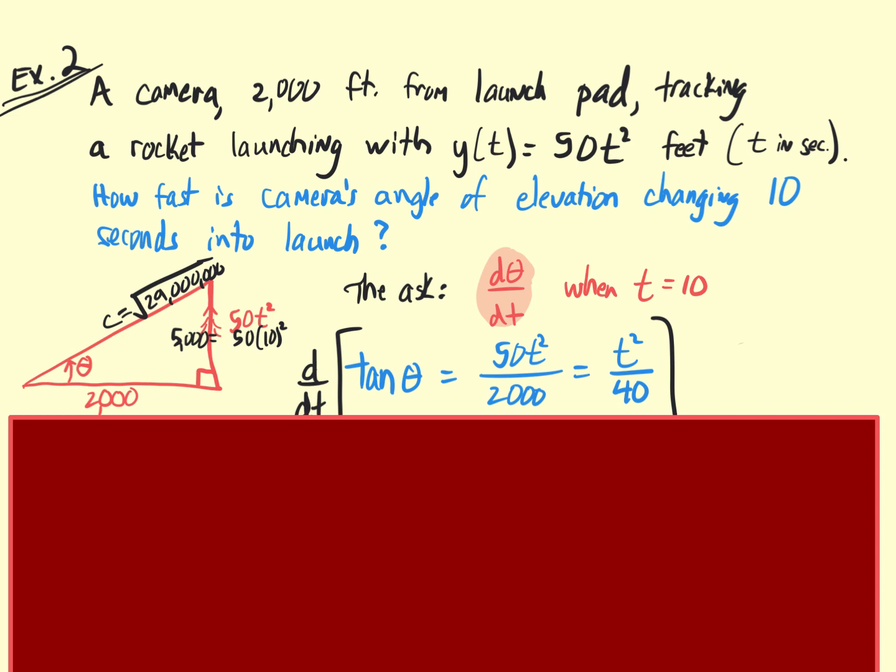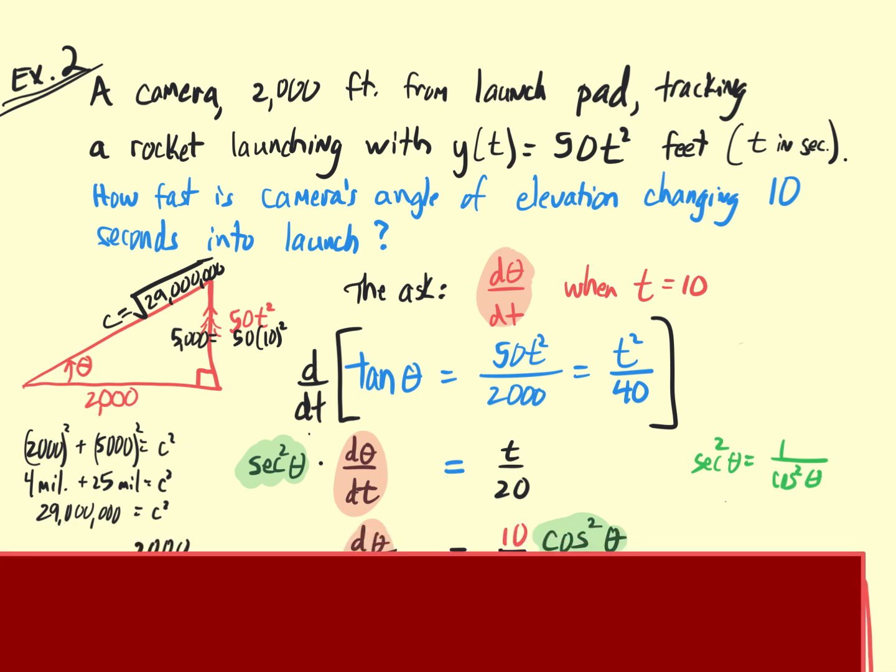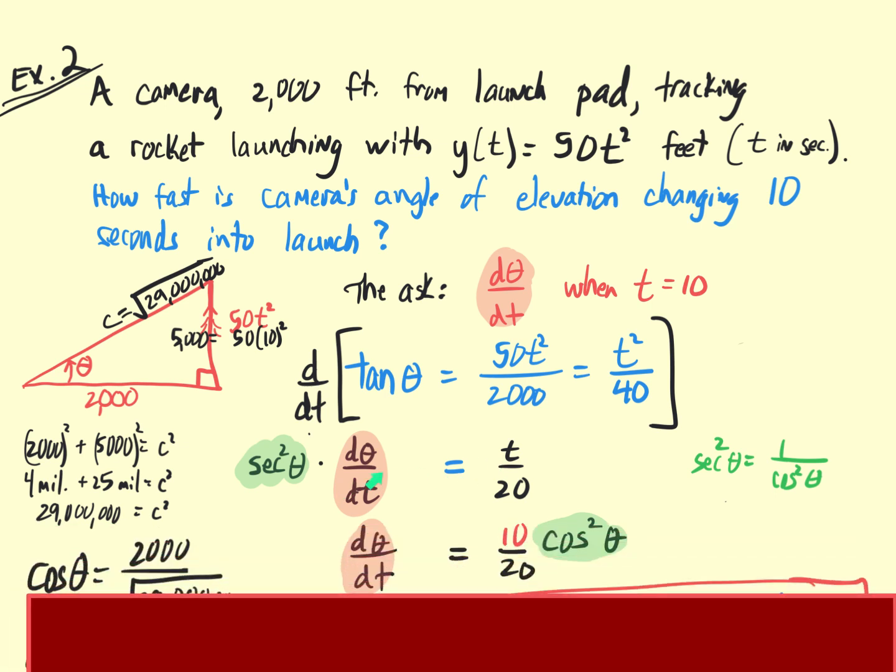Now we just take the derivative with respect to t, and we get secant squared of theta times d theta dt, and the derivative of t squared over 40 with respect to t is just t over 20. All right, so like before, when we plug in information that we know, we should be able to find what they're asking for, d theta dt. We know that t is 10, but we don't know what secant squared is. So at that point, recognize that we should be able to figure out what it is.